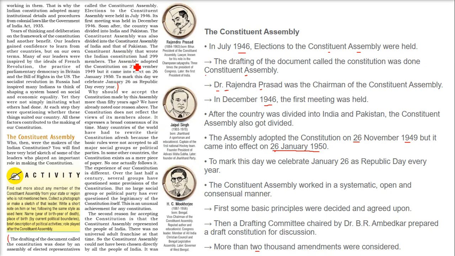So as I said, on 26th November 1949 it was adopted, but on 26th January 1950 it came into effect, which is our Republic Day also, January 26th. And how many members were involved? 299 members were there in this Constituent Assembly.